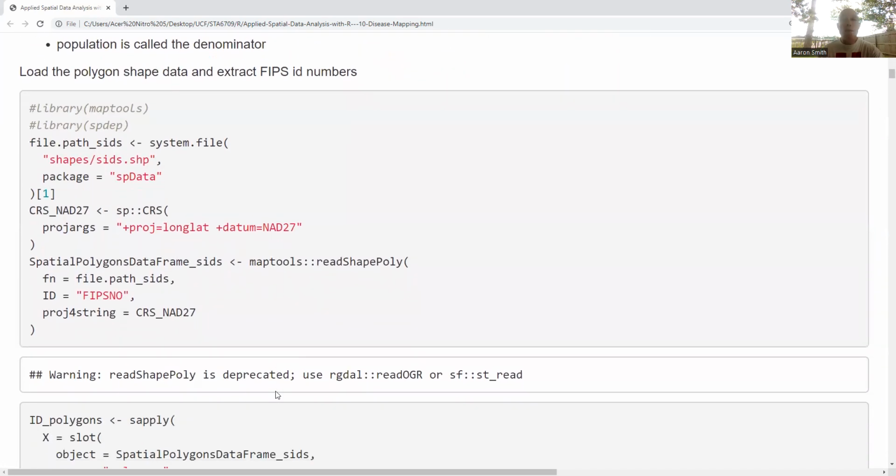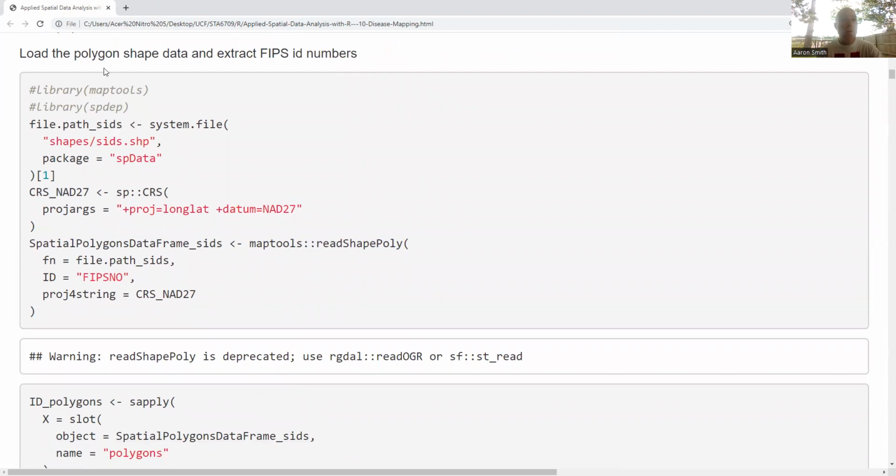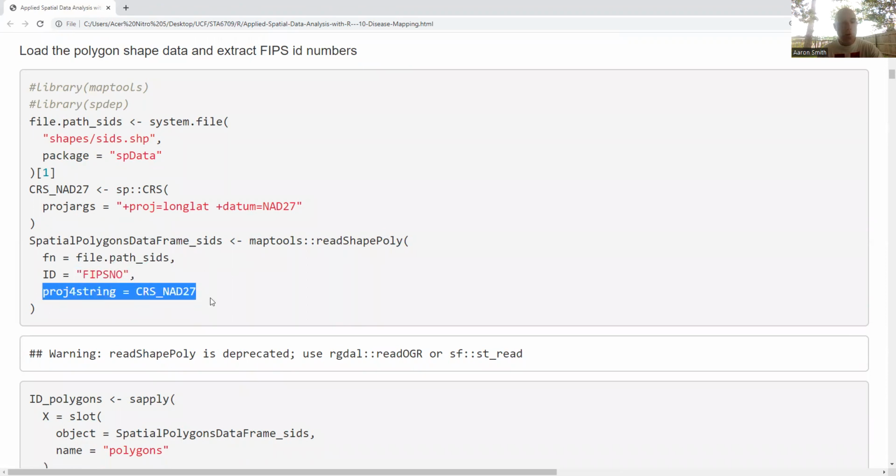All right, so let's go ahead and start working on the actual computations. Let's get the shape data and extract the FIPS ID number. Each county is going to have an ID number, and we're going to be working with North Carolina SIDS data from the 70s and 80s. Here is the shape file that I need. It's in the sp data package. I'm going to set up my projection, and now I'm reading in the shape polygon. Here I'm specifying what the ID number is, and what the projection is.